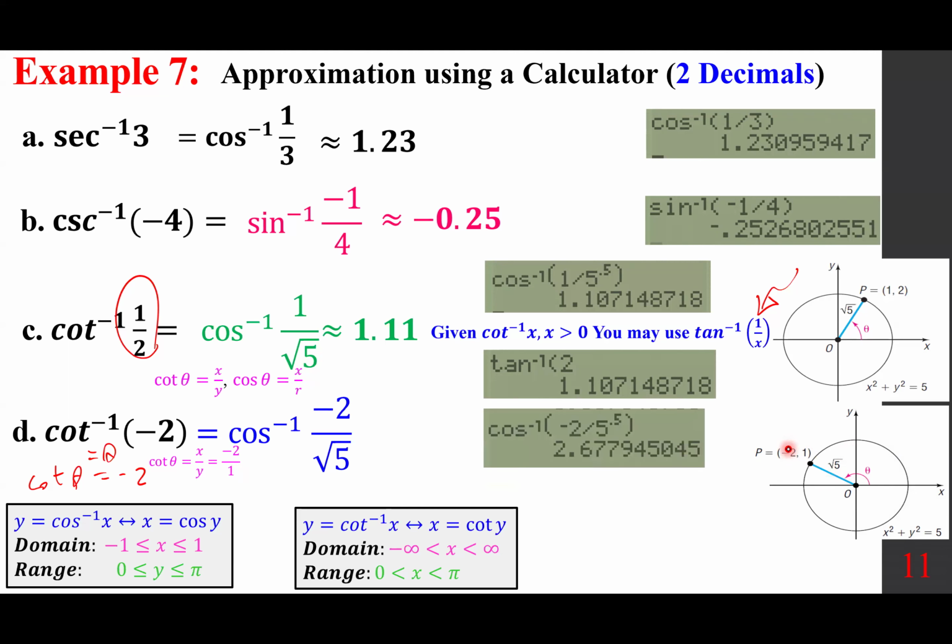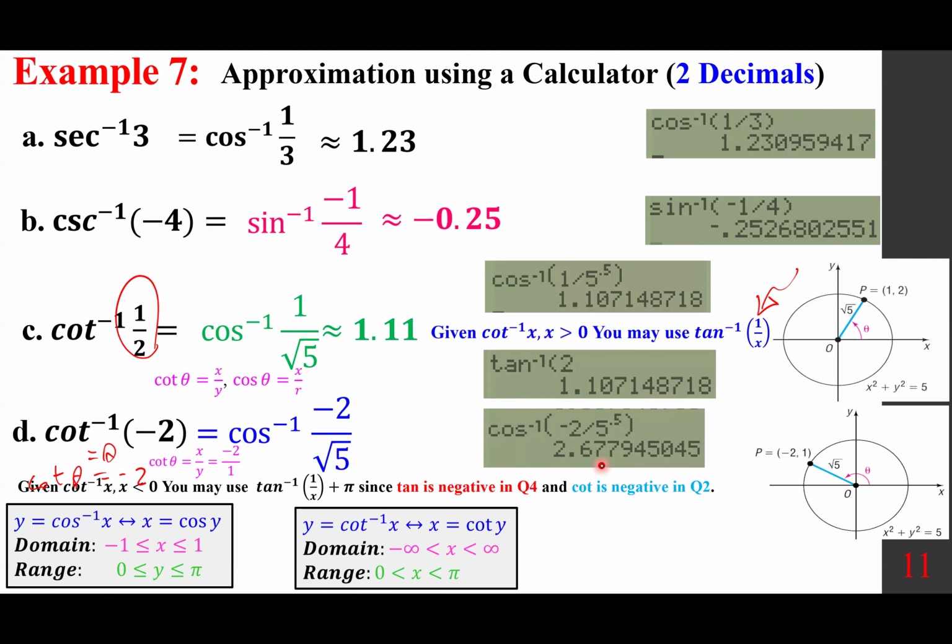If you put that into a calculator, cosine inverse of -2 over 5 to the power of 0.5, you have this one, and again, we said 2 decimals. So the 7, next to the 7 goes up to 8, becomes 2.68.